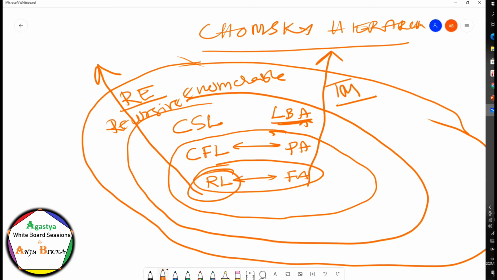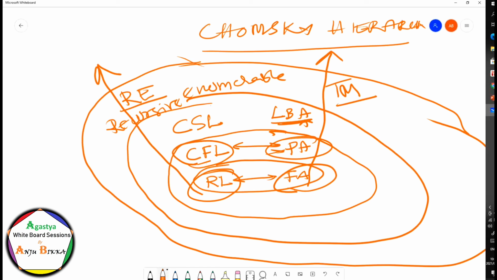If you have a regular language, what is the acceptor automata? Finite automata. If you have a context-free language, what is the automata? Pushdown automata. If you have a pushdown automata, can you accept regular languages? The regular language is a subset of CFL. The pushdown automata accepted languages are CFL, which is more powerful. Do they accept RL? Obviously, there is no question here. Again, LBA, do they accept CFL, RL? Obviously, they accept because they are subsets.